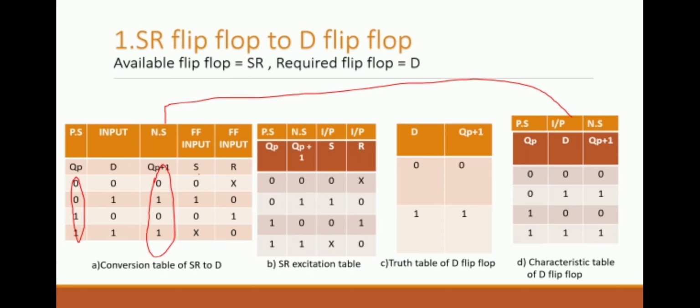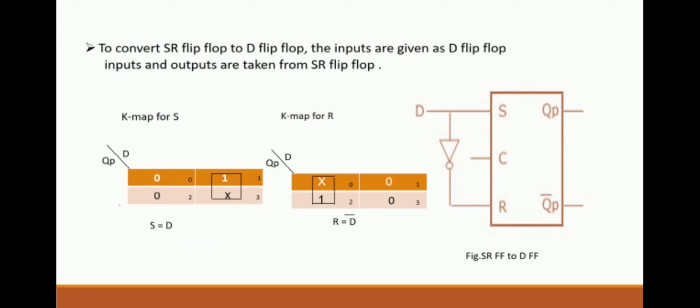We need to simplify these S and R using QP and D. For that, using K-map, we find Boolean expression of S and R in terms of D. We place the values from S column in this K-map and values from R column in this K-map. To cover this one, we form this group. The Boolean expression of this group is S equal to D, and the Boolean expression of this group is R equal to D bar.